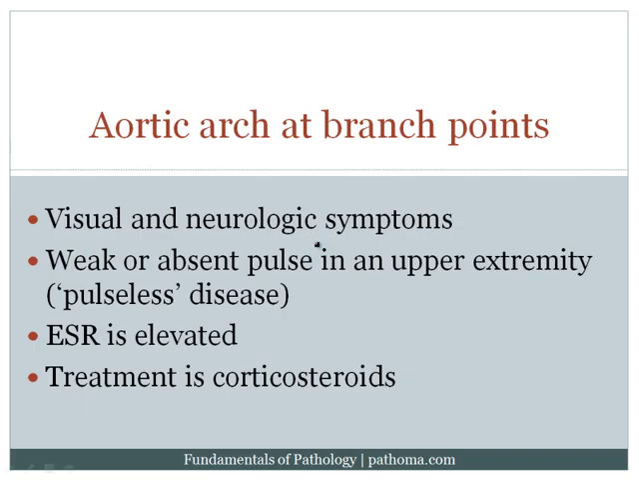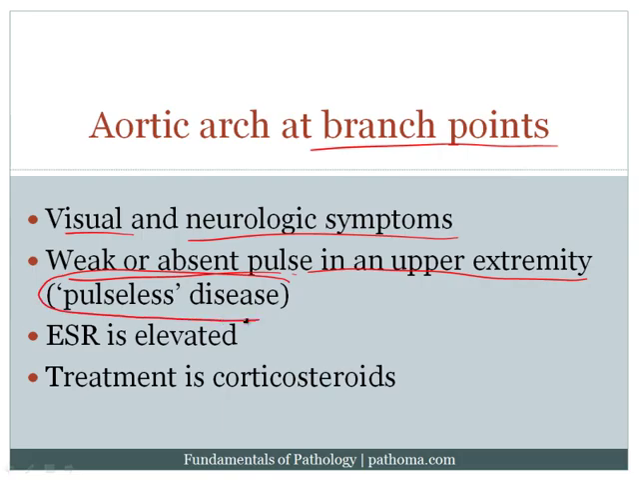Now, in temporal giant cell arteritis, we involved branches of the carotid artery. In Takayasu's, we're much more proximal, and instead we're going to involve the aortic arch at branch points. This is going to result in visual and neurologic symptoms as you cut off the major vessels coming off of the aortic arch. It also can result in weak or absent pulses in an upper extremity. That's why it's also called pulseless disease. The ESR will be elevated, and the treatment is corticosteroids. So very similar to temporal giant cell arteritis with a couple exceptions. Exception number one, patients will be less than the age of 50 as opposed to greater than.